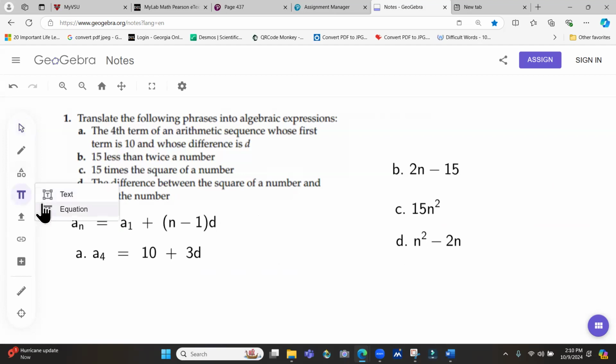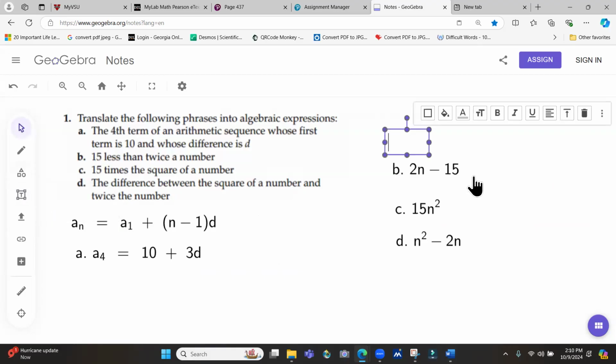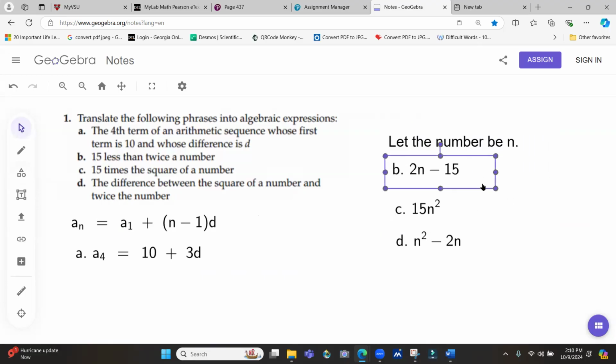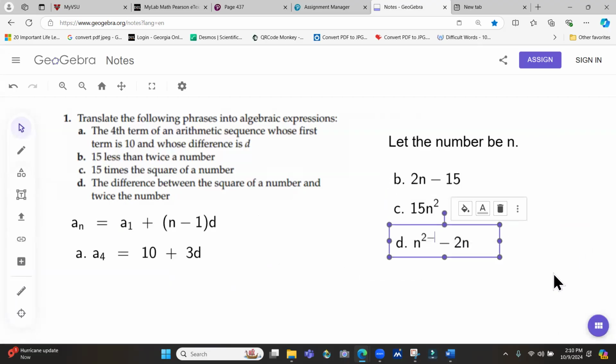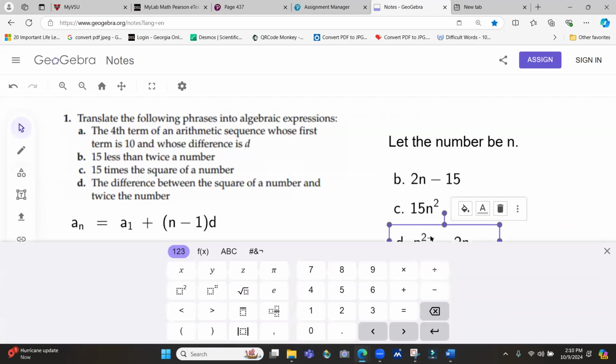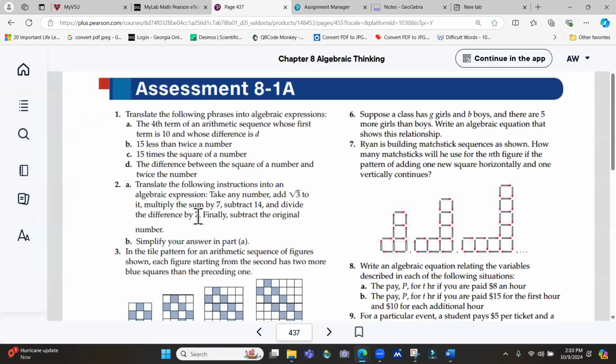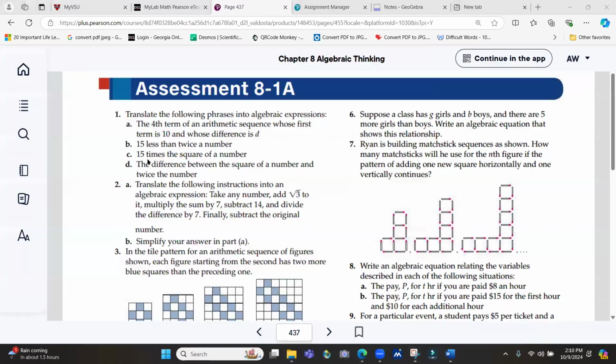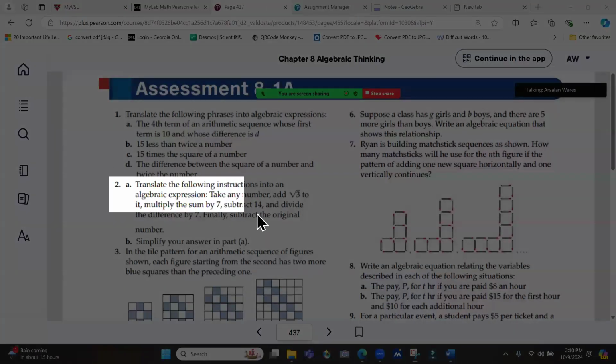And might as well define our variable. Let the number be n. It's always a good idea to write down your variables, especially when you're writing an equation. I'll kind of require you to on the exam. If we don't have any questions, I don't mind doing the next one. Translate the following into an algebraic expression, kind of the same task in a different context.